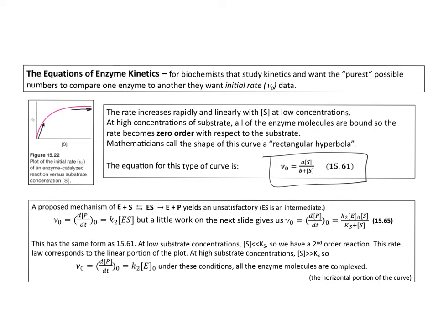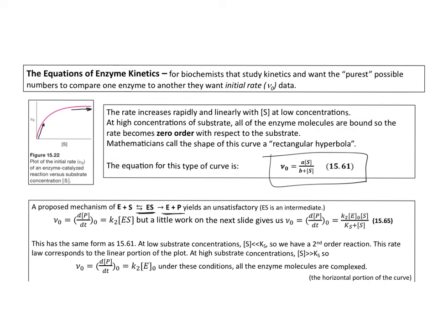Now here's a proposed mechanism. A proposed mechanism would establish a pre-equilibrium. This is very similar to the kinetics problem I gave you on your exam. And then the decomposition that gives the enzyme out again with a product molecule.